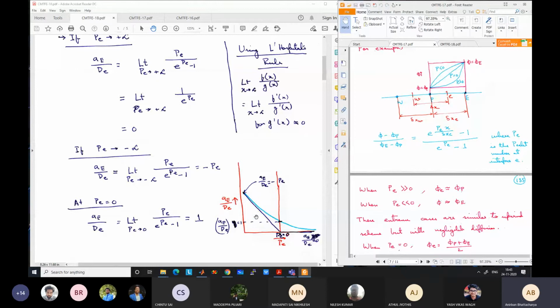If the velocity keeps on increasing in the negative direction, negative meaning from the right to left, accordingly the influence of AE also increases, meaning the value of AE also increases. AE by D increases, which means AE also increases if D is constant. So the larger the value of negative Peclet number, the larger is the value of AE. Okay, it has a very strong influence.